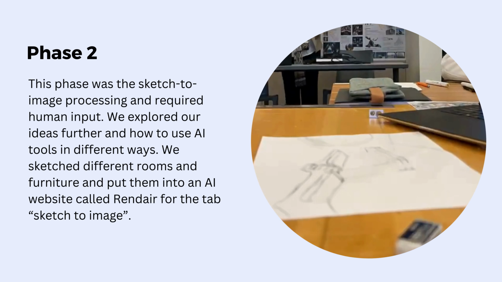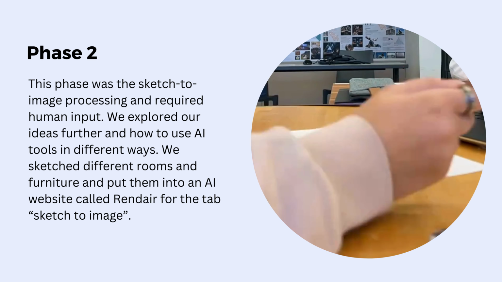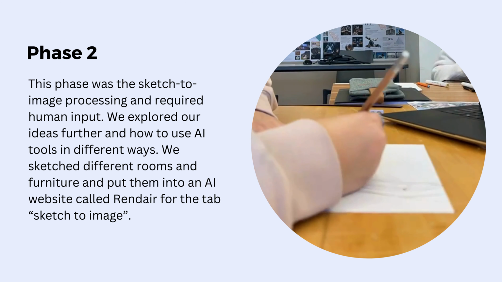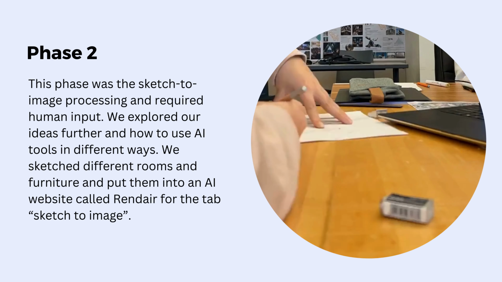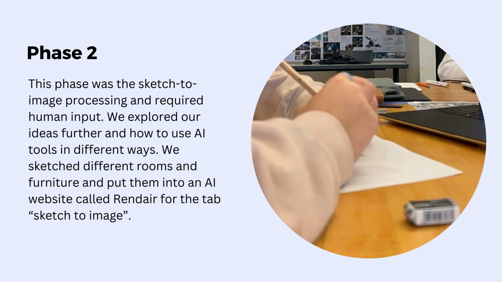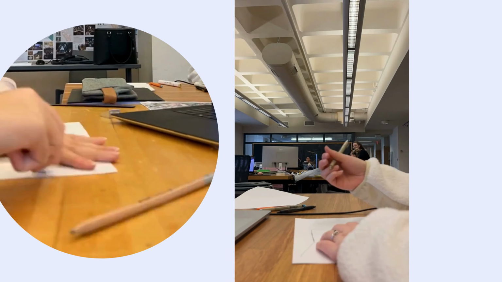This is our Phase 2 part of the project. This phase was the sketch-to-image processing and required human input. We explored our ideas further and how to use AI tools in different ways. We sketched different rooms and furniture and put them into an AI website called Render for the tab Sketch-to-Image.